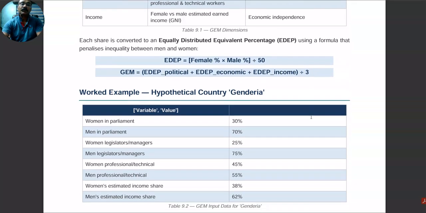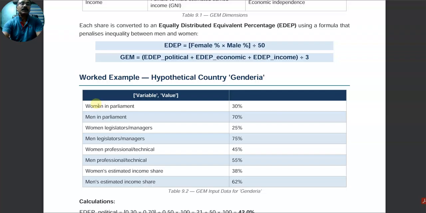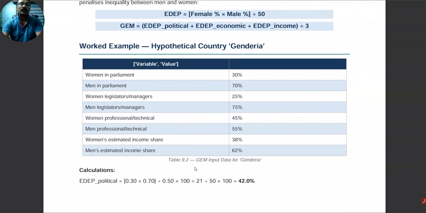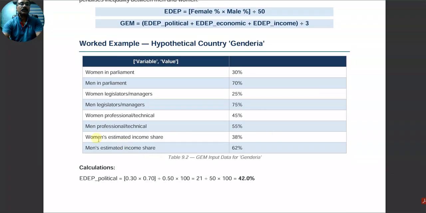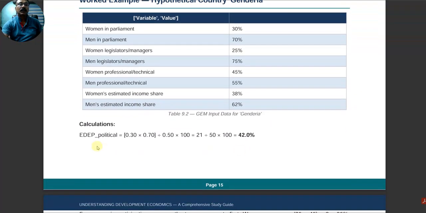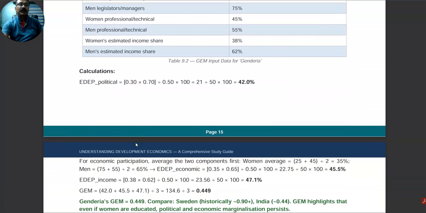Now if we use hypothetical data, it will be clear. The variables are: women in parliament, suppose the hypothetical data says 30%, men in parliament 70%, women legislators or managers 25%, men legislators or managers 75%, women professionals and technical 45%, men professionals and technical 55%. So these are the data we got from hypothetical use. And women's estimated income share 38%, men's estimated income share 62%. So now we need to calculate the EDEP political, EDEP economic and EDEP income.